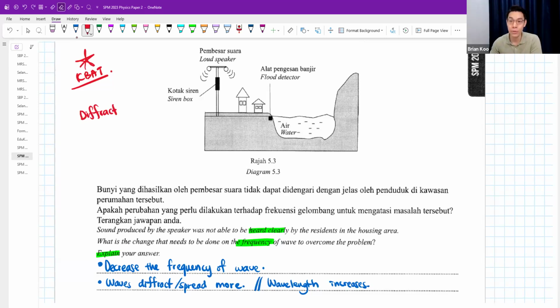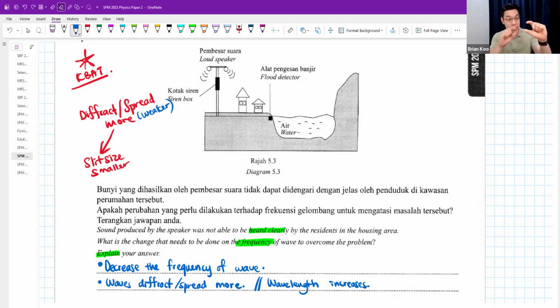If you want any wave to diffract or spread more, there's two ways to do it. Number one, you make the slit size smaller. You make the gap smaller. Why? Because when the gap's smaller, less wave can enter. It becomes weaker. So you want to diffract more, to spread more, you always think, I want to choose a weaker wave. I want to find a way to make the wave weaker. Make the size smaller, because the size smaller, then less wave can enter, then it's weaker. Weaker, then it will spread more.